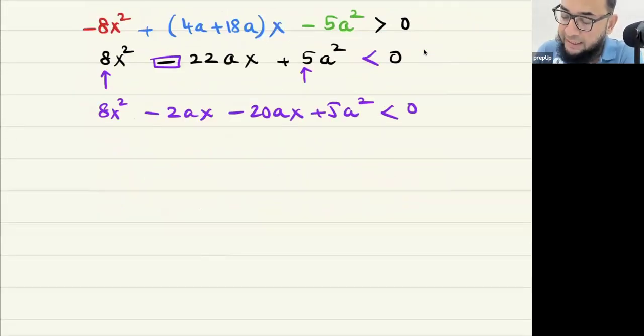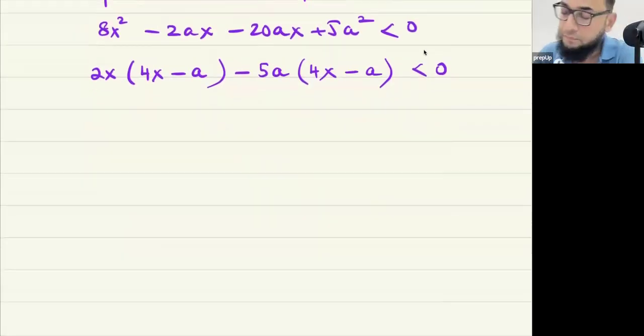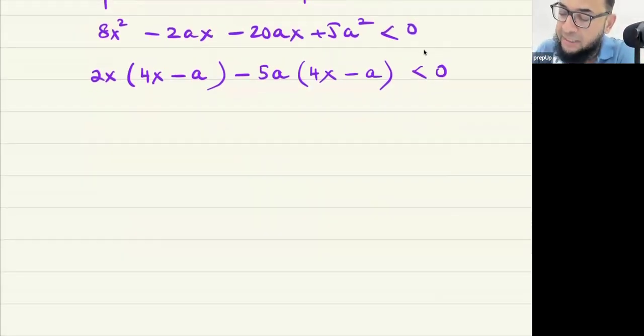So now let's take 2x common. This is 4x minus a. So this is 2x into a, that's good. 2x into 4x, that's perfect. What should we take common? 5a. And this is 4x, 5a into 4, that's good. And this is minus a, that is also good, lesser than 0. No harm in double checking. 2x into 4x, I already did that.